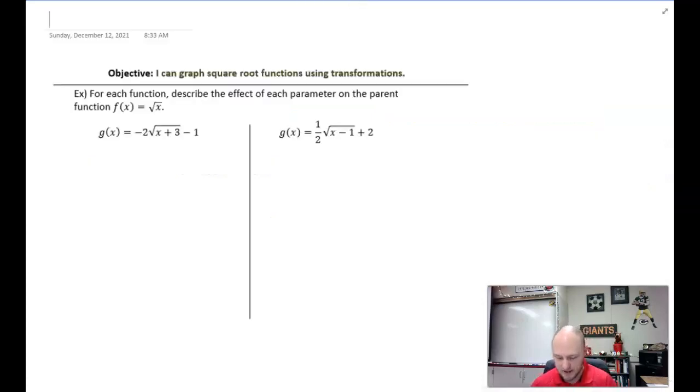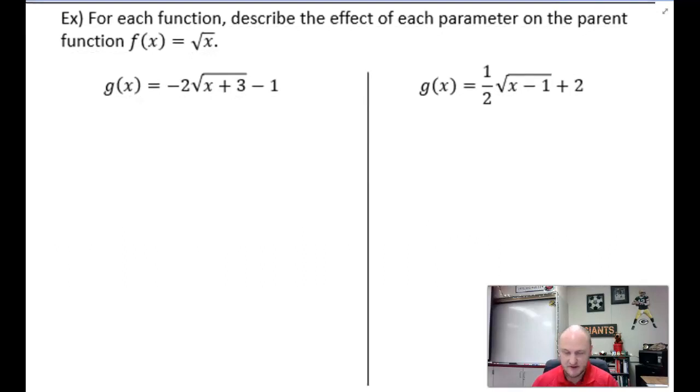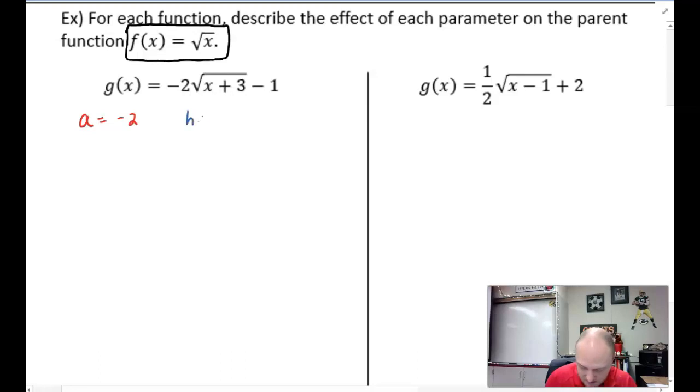So we're going to practice describing the effects on the functions. For our first function, we're asked to describe the effect of each parameter on the parent function f of x equals square root of x. So again, here's our parent function, and we want to describe the effect. Step one, identify our a, h, and k. So a is -2, h is always opposite, remember, so it's -3, and our k value is -1.